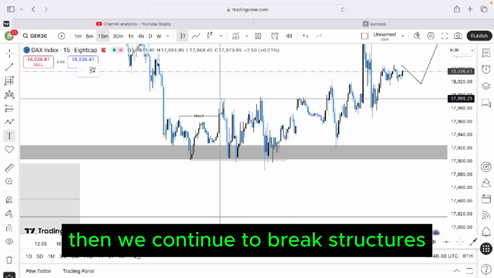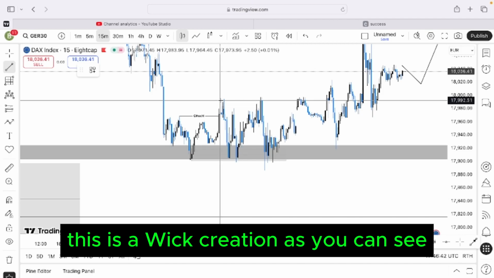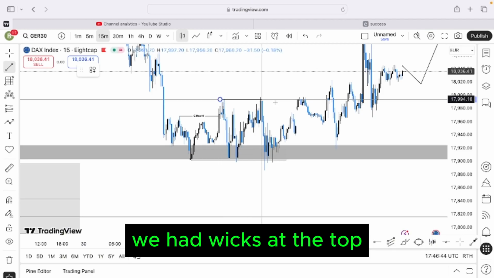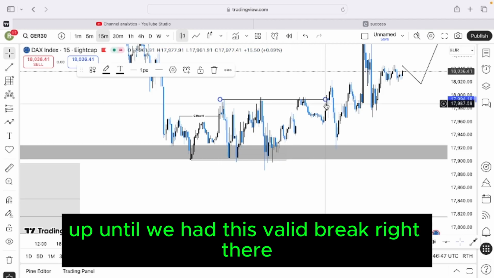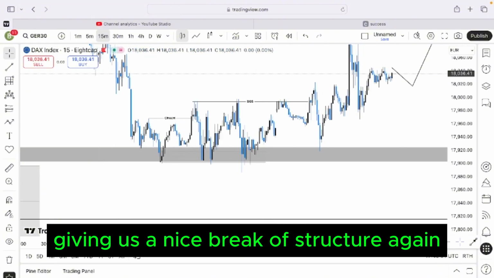So around here, stops just below, as you can see, you would have been taken out. Then we continue to break structures. As you can see, this was not valid. This is a wick creation. As you can see, we had wicks at the top up until we had this valid break right there, giving us a nice break of structure again.